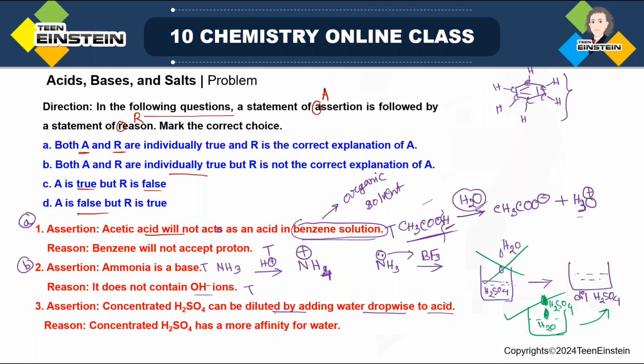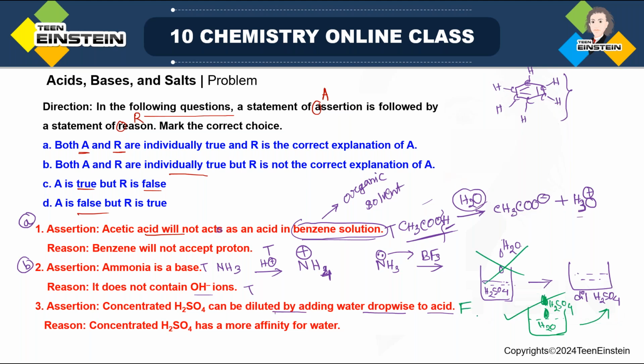What happens? H2SO4 is a very water attracting species. Okay, so H2SO4 can draw a lot of water. So this tendency is very high. So when you add water dropwise, there will be explosion because a huge amount of heat energy is generated. So that is why there will be explosion. But if you do the reverse process, you have taken a large quantity of water and you are adding a very little amount of H2SO4, that is the right way to do it to avoid accident, right? So assertion, concentrated H2SO4 can be diluted by adding water dropwise to acid, is not correct. This is false.